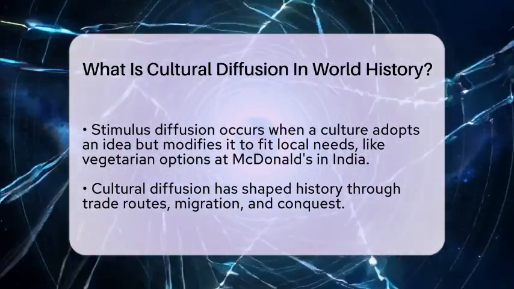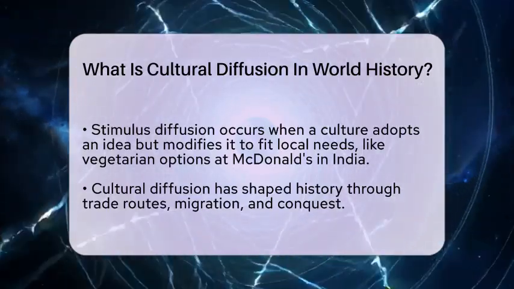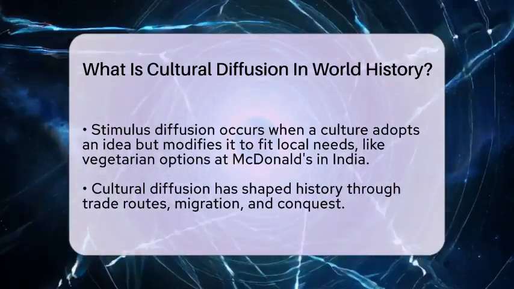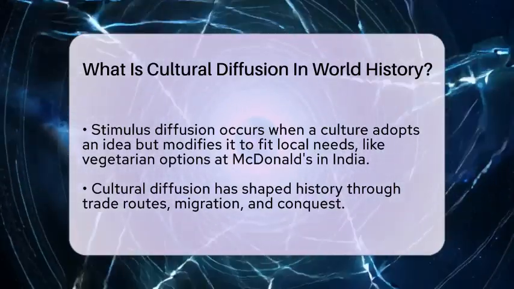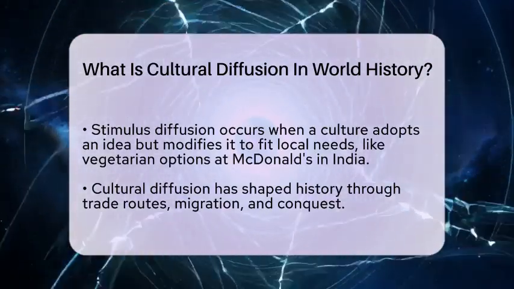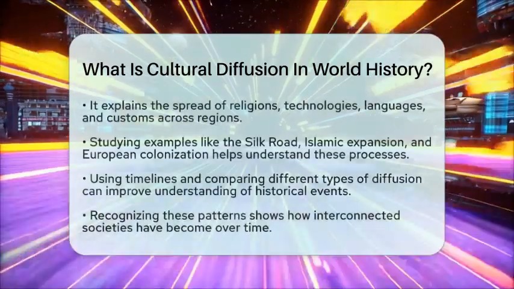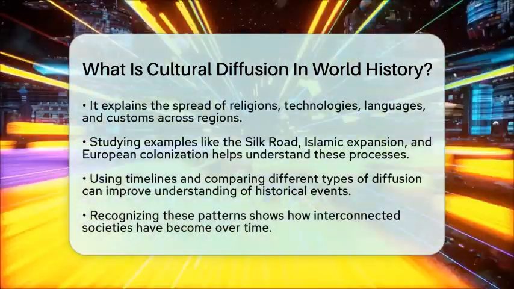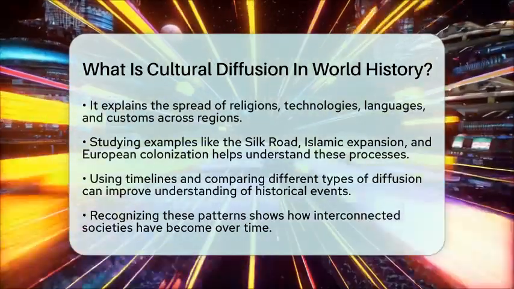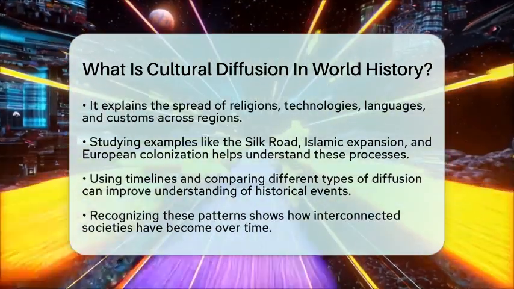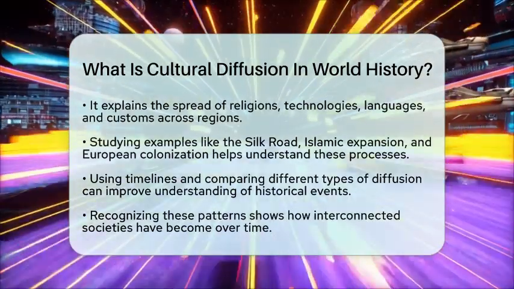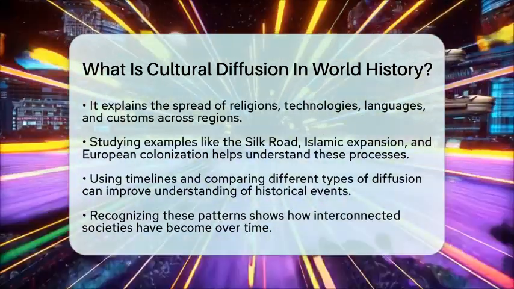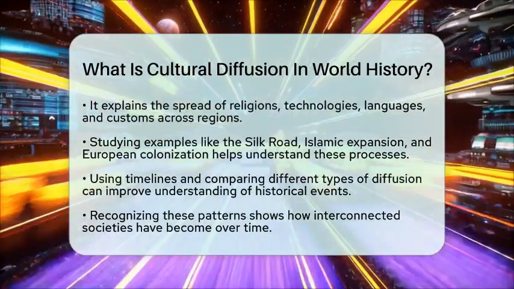Understanding cultural diffusion helps us see how different cultures have influenced each other over time. It explains how religions spread, how technologies like writing systems moved between societies, and how languages and customs evolved. For students studying world history, recognizing these patterns makes it easier to understand how the world became connected long before modern technology.